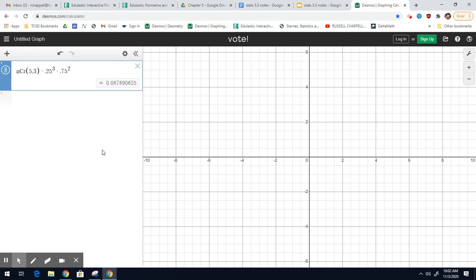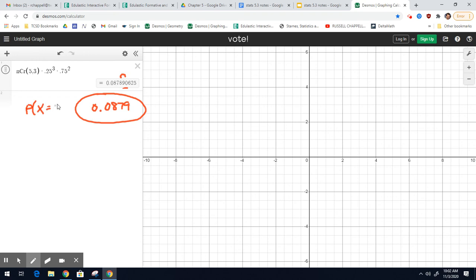And this is the probability that I'm looking for. We're going to go ahead and round it to 4 decimals. So 0.0878, the 9 makes this 8 become a 9, 0.0879. That is the probability that exactly 3 of these 5 children would have type O blood. So that's our probability of x equaling 3.